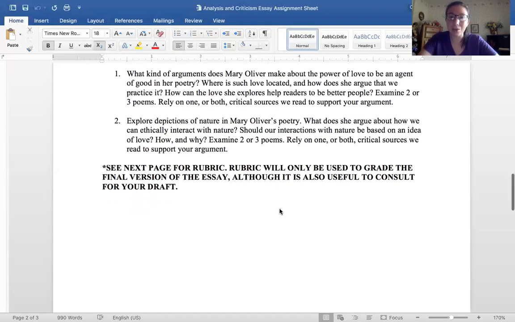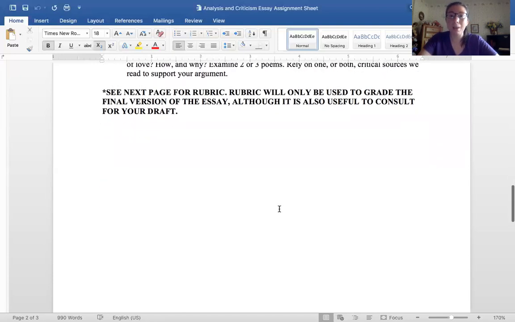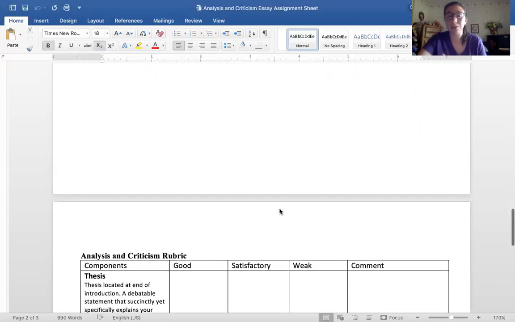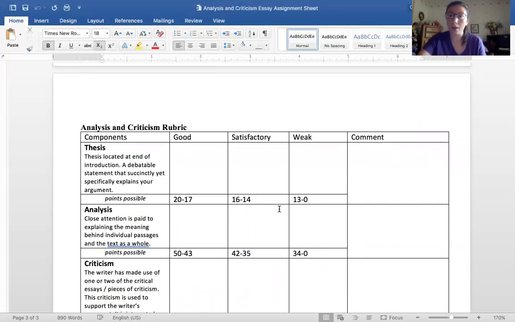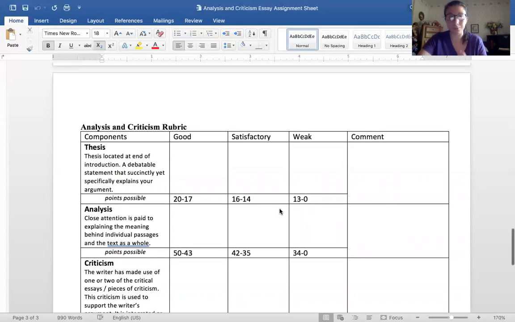Okay, and again, I note here for you that I'm not going to grade your drafts. I just give you feedback on your drafts. It's your final version that is going to be graded. And here you can actually see the rubric that you can consult while you're writing your draft and that I will fill out and give back to you with your grade on your final version.